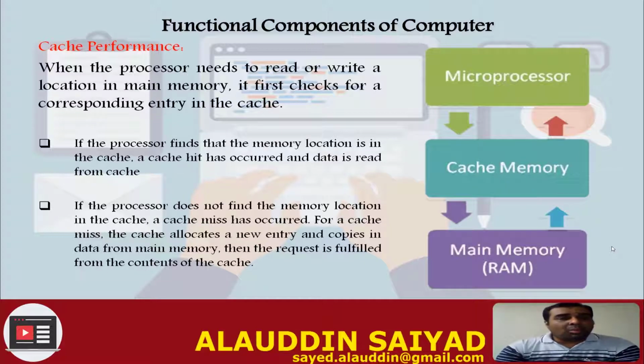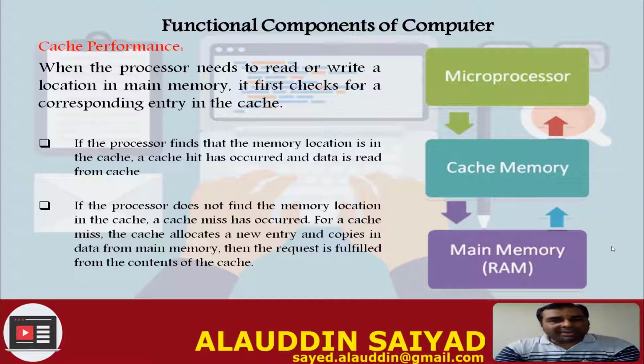Cache performance. When a processor needs to read or write a location in the main memory, it first checks for the corresponding entry in the cache. If the processor finds that the memory location is in the cache, a cache hit has occurred and data is read from cache memory. If the processor does not find the memory location in the cache, a cache miss has occurred. For a cache miss, the cache allocates a new entry and copies in data from the main memory. Then the request is fulfilled from the contents of the cache.